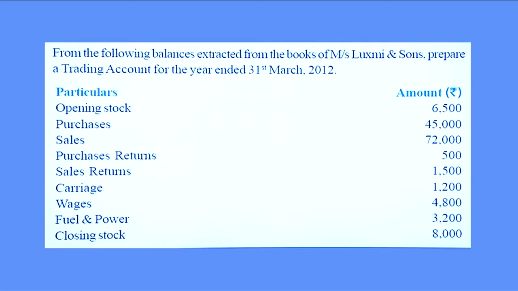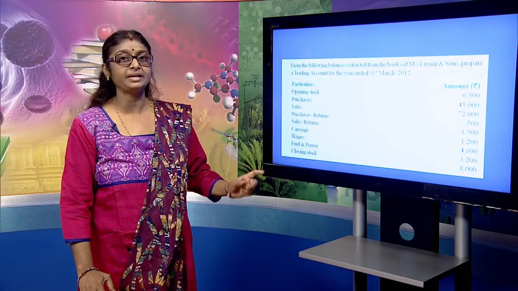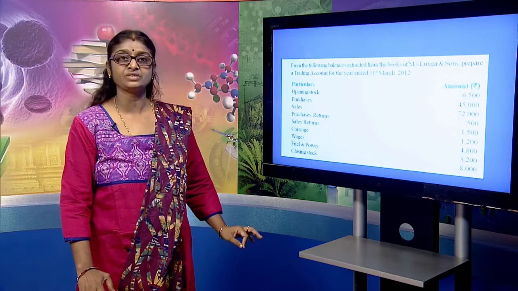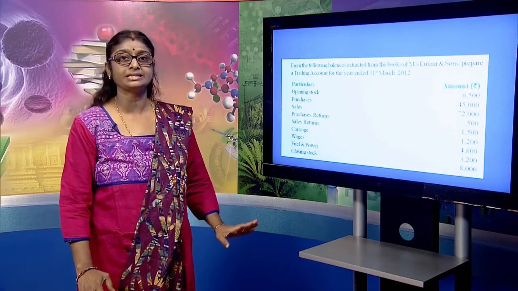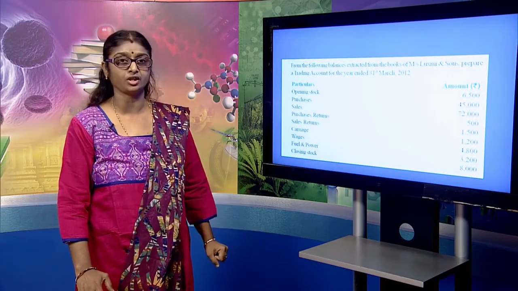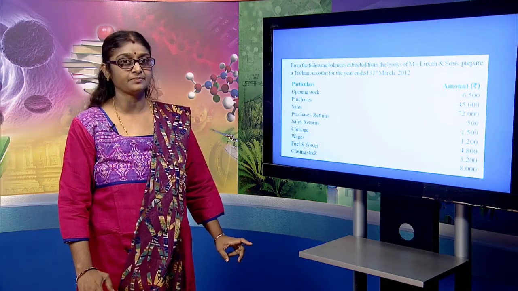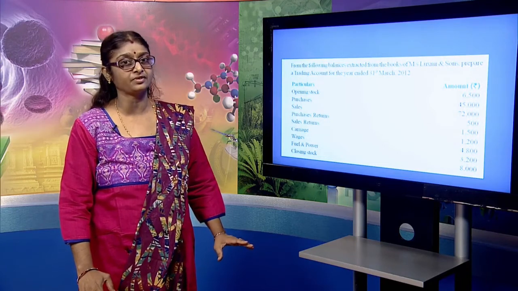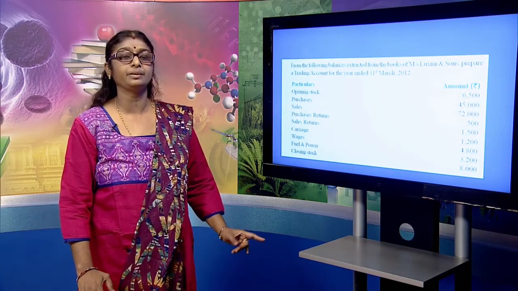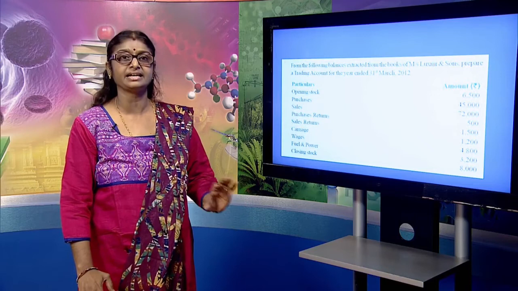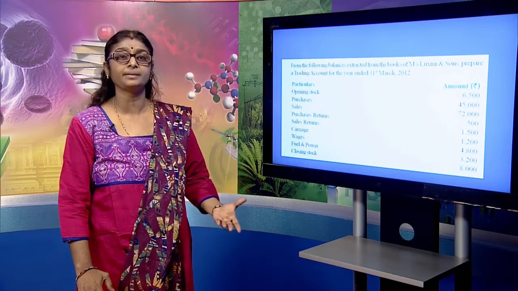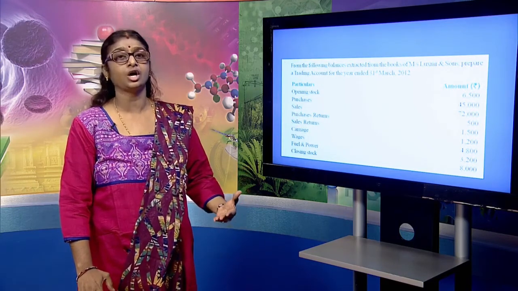I have told you right now, opening stock will come on the debit side of the trading account. Purchases will come on the debit side of the trading account. Sales on the credit side of the trading account. Purchase returns will be deducted from the purchases. Sales returns will be deducted from the sales. Carriage, here it is written as only carriage. We have not mentioned it as carriage inward or outward.